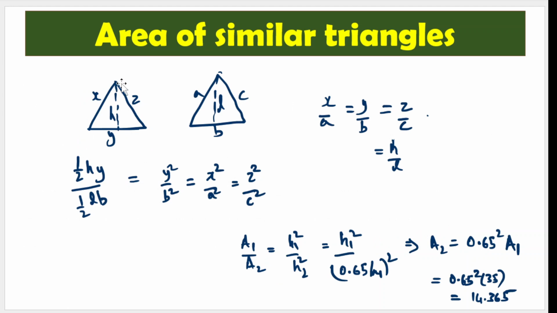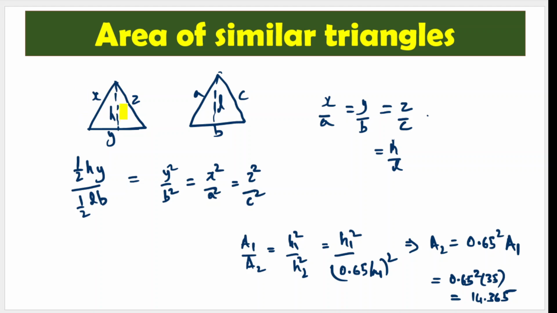Let's say there are two triangles with sides x, y, z and a, b, c. Let's assume that these two triangles are similar. What does that mean? x by a is equal to y by b is equal to z by c. That means this angle is equal to this angle, this angle is equal to this angle, and this angle is equal to this angle. These are similar triangles.